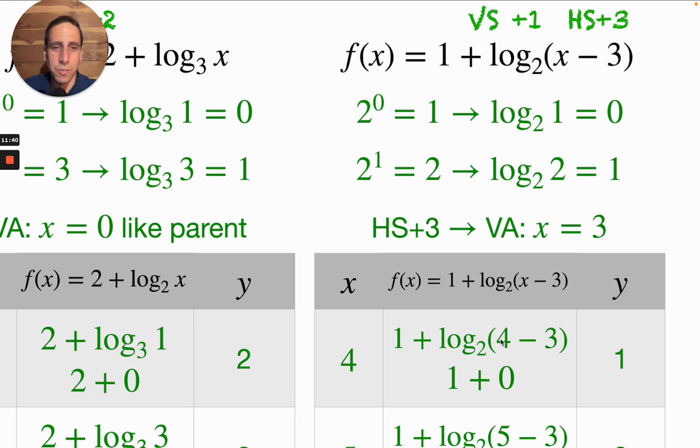You have to ask yourself, what number can you subtract 3 from so that you get this value of 1 right here? Well, I know if I chose 4, then when I subtract 3, I would get 1, and I could take the log base 2 of 1. So we're going to choose x is equal to 4, because 4 minus 3 is 1. And then log base 2 of 1, I know what that is. That's 0. 1 plus 0 is 1.